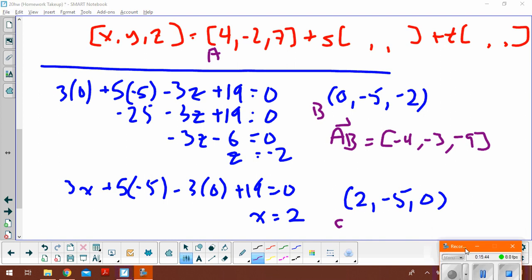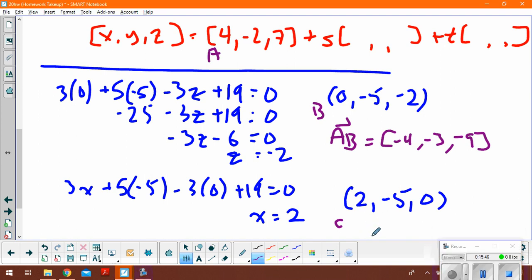And for C, I can now do vector A to C, which would be -2, -3, and -7. And a quick check here, these are definitely not scalar multiples of each other, so they're going in two different directions, so we'd be good. So this could be -4, -3, -9. This could be -2, -3, -7.